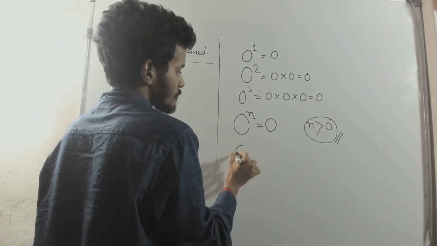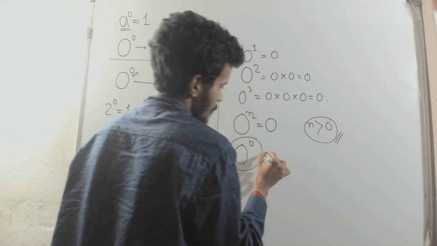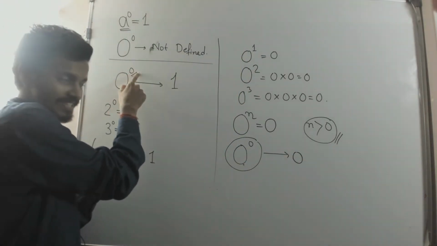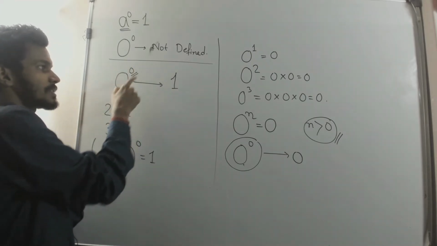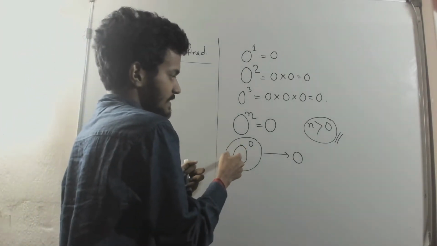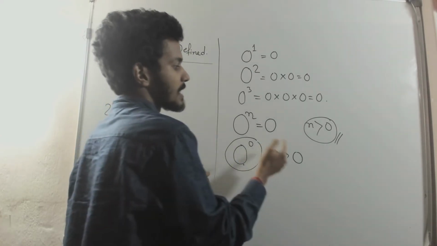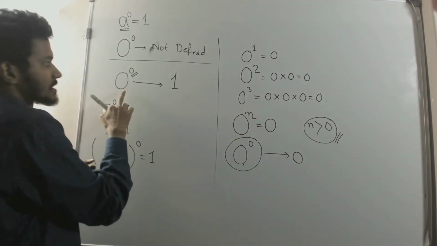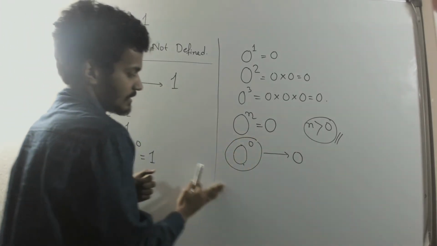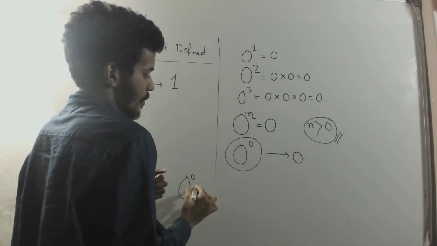So 0 to the power n becomes 0. Whenever we put this 0, this 0 tells this whole expression to become 0. So here, whenever we write 0 to the power 0, this 0 tells the whole expression to become 1, and this 0 tells the whole expression to become 0. So there is a conflict. This 0 is telling something and this 0 is telling something else. That's why 0 to the power 0 is not defined.